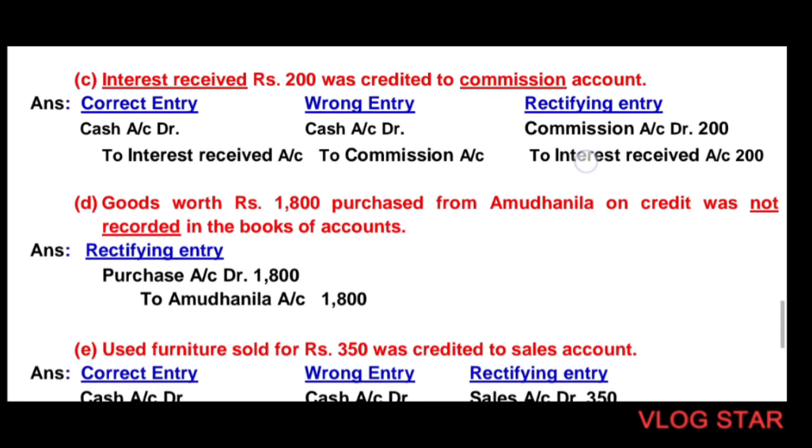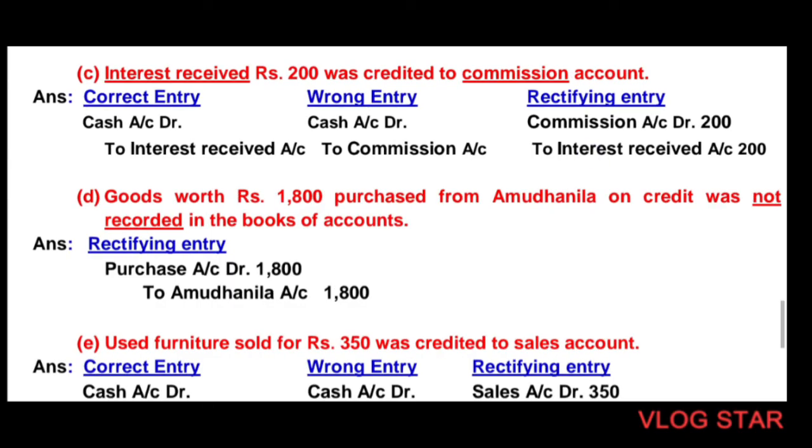Next, interest received rupees 200 was credited to commission account. So the correct entry is cash account debit to interest received account. But wrongly what was done? Cash account debit to commission account. Instead of crediting interest received, he wrote commission on the credit side. So we have to rectify it.